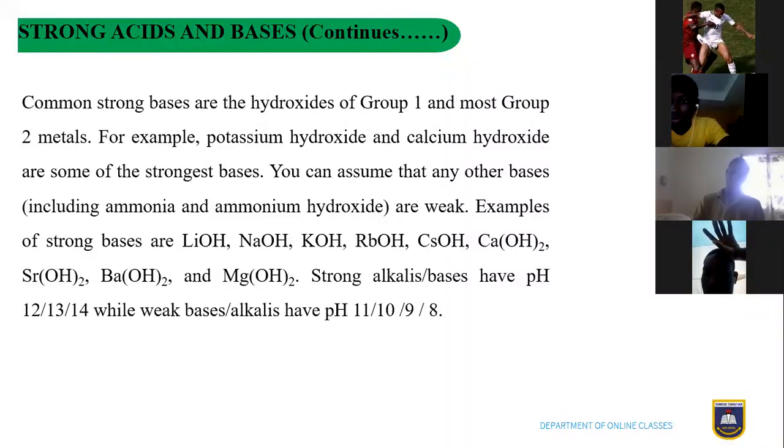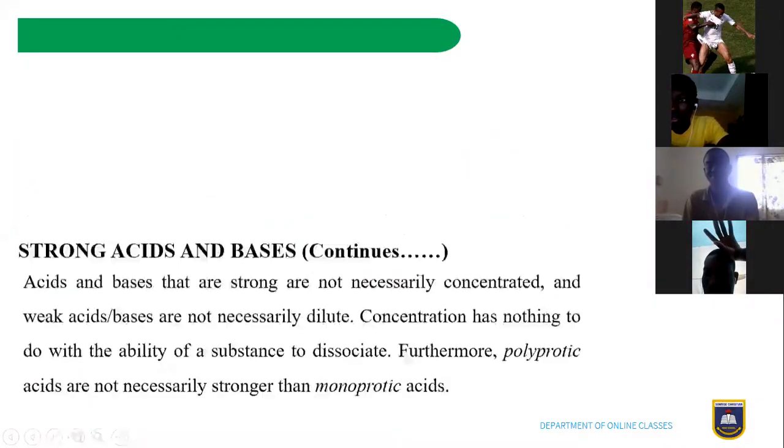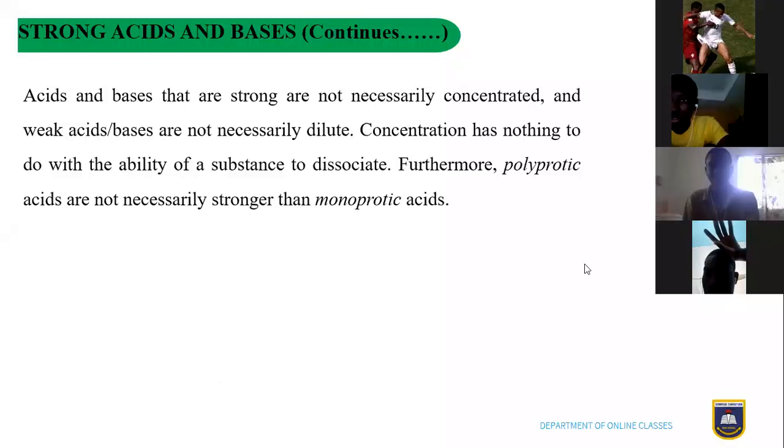When you come to the bases, as you move from 7 towards 14, basicity increases, the strength of alkalinity or basicity increases. So with pH of 8, 9, 10, 11, you are a base, but a weak base. 12, 13, 14, you are a strong base. Okay, so I've explained what a strong acid is and what a weak acid is, what a strong base is and what a weak base is.